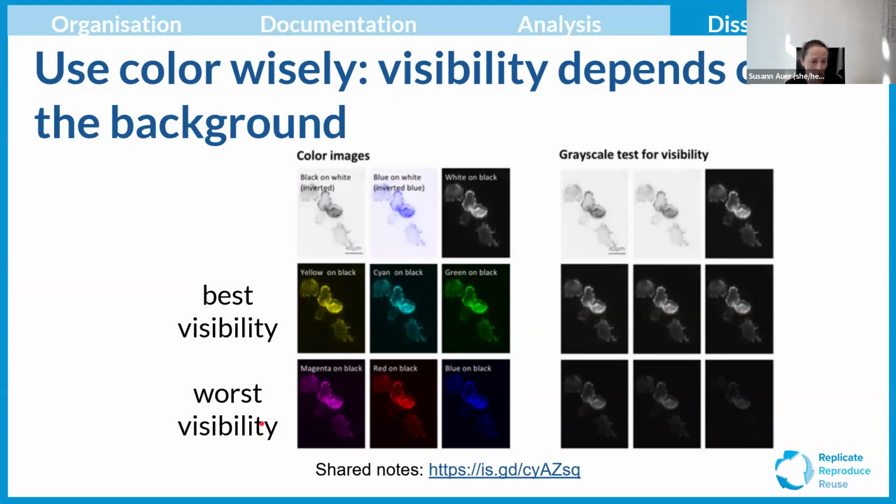What is not giving a good visibility is magenta, red, and blue. So anything with a bit of an orange or red undertone, and black is usually giving a really bad contrast, specifically black and blue. These are just really hard to see, as you can see here. So using yellow, cyan, and green is a good idea if you want to use color.